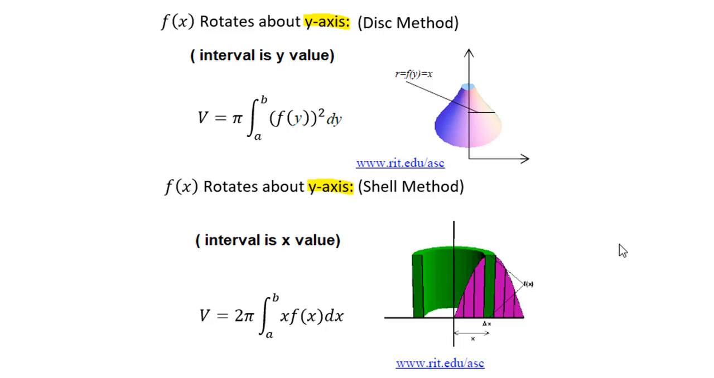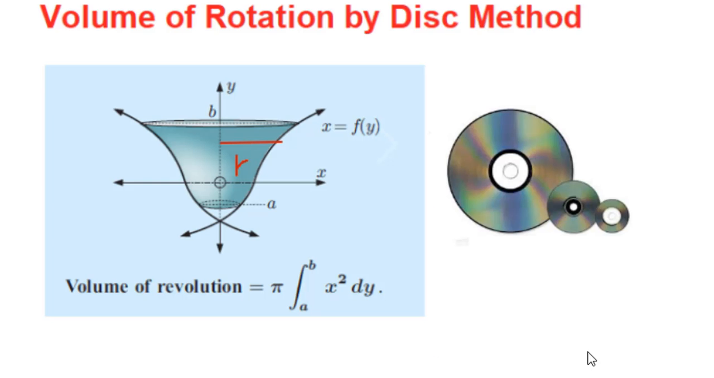In this video, I will show you how to use a graphing calculator to figure out the volume by rotating across the y-axis. There are two methods to figure out the volume by rotating across the y-axis. One is called the disk method. The other is the shell method. Let's talk about the disk method.